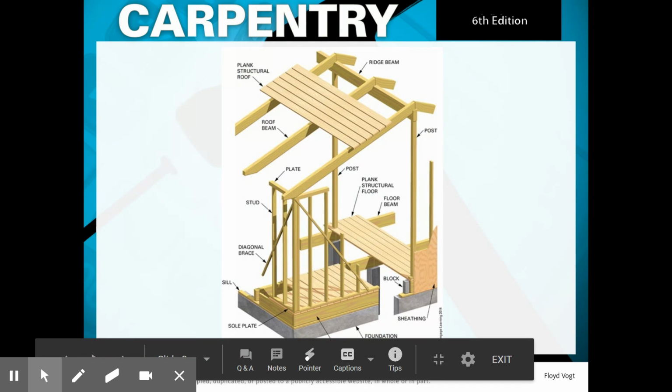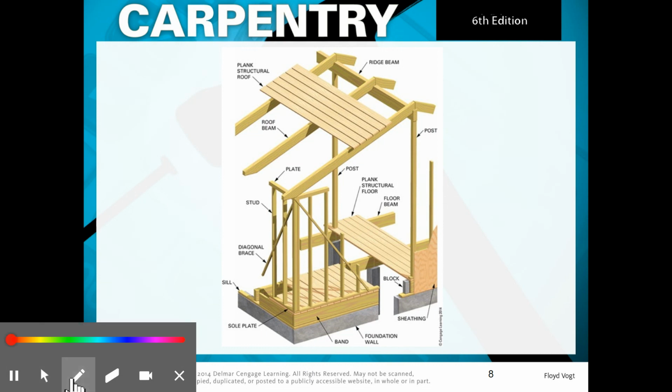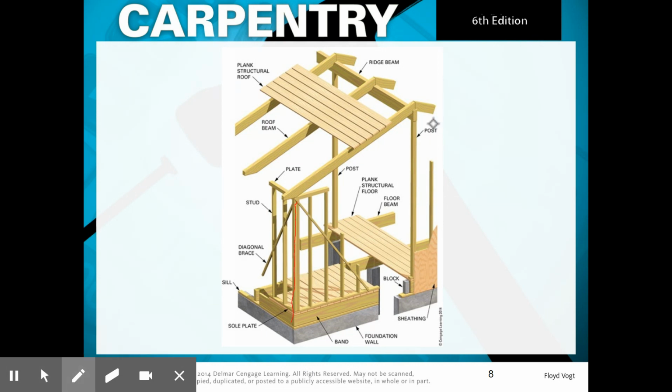So here's an example of post and beam construction. You can see that we have our posts coming up. We have our ridge beam running up through the center. Common rafters cut for the roof beams. And this is your structural wood plank for the roof. And we also have the same for the floor down here.